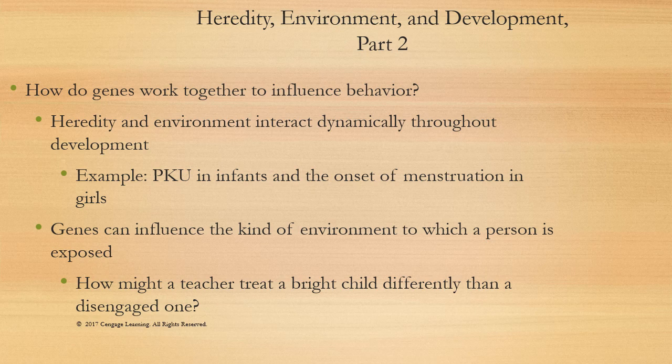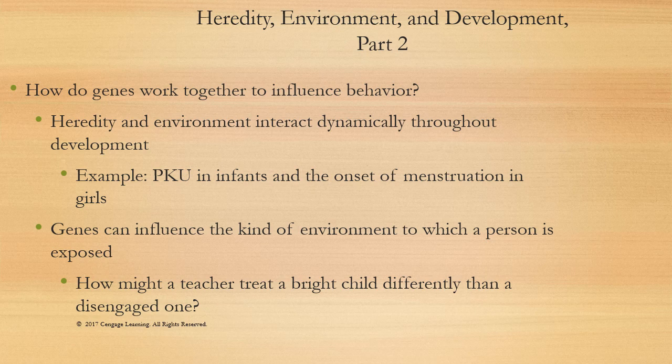Genes can also influence the kind of environment to which a person is exposed. So your book gives you the example of how a teacher might treat a bright child differently than a disengaged one. So think about it. You're sitting in the classroom and you have the child that raises their hand and answers all the questions, and the one that's sitting in the back and not asking. Who is the teacher going to pay more attention to? Who's going to get more one-on-one treatment? Who's going to have their skills fostered and mentored?